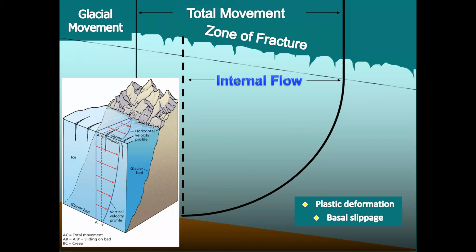The movement: you have two basic ideas. You have the idea of plastic deformation, meaning the ice behaves like a silly putty in a way. There is deformation that takes place. And the idea of basal slippage, which is when the ice sort of slips in episodes along the bottom, over the rocks below it. That's the idea of basal slippage, or slippage along the bottom.